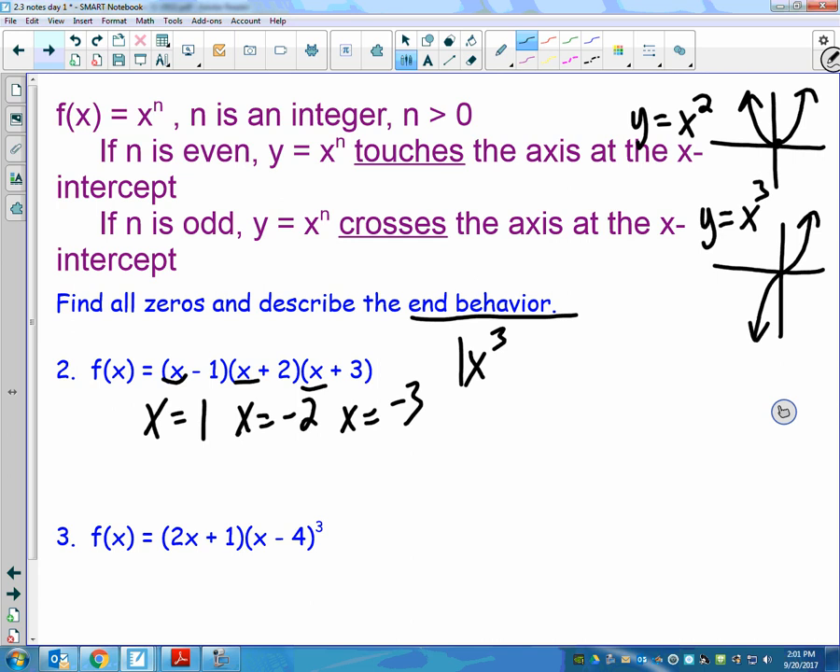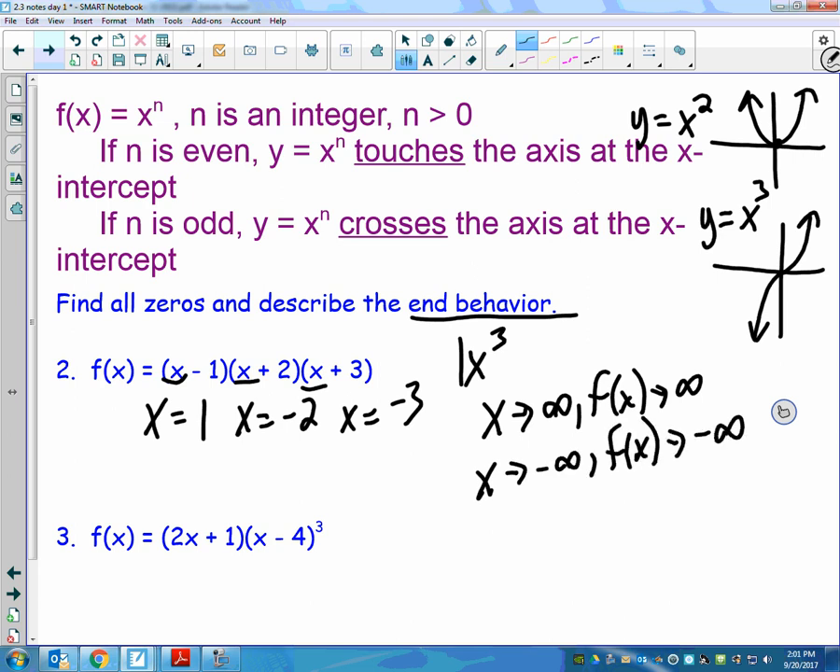Because if I multiply positive x times positive x times positive x, right? Then it's positive. And then this is where you have to know these rules. You have to know if it's odd degree and it's positive, then the positive side goes up, the negative side goes down. And you would have to write as x goes to infinity, f of x goes to infinity, and as x goes to negative infinity, f of x goes to negative infinity. Drawing the arrows does not count as credit if it says describe end behavior, okay?